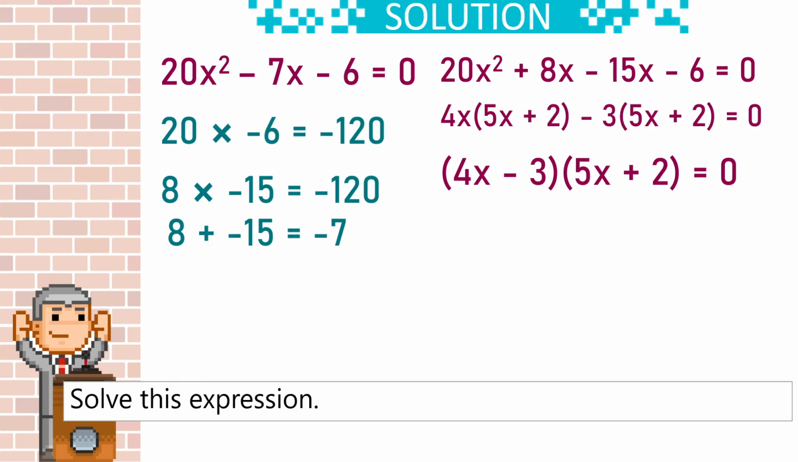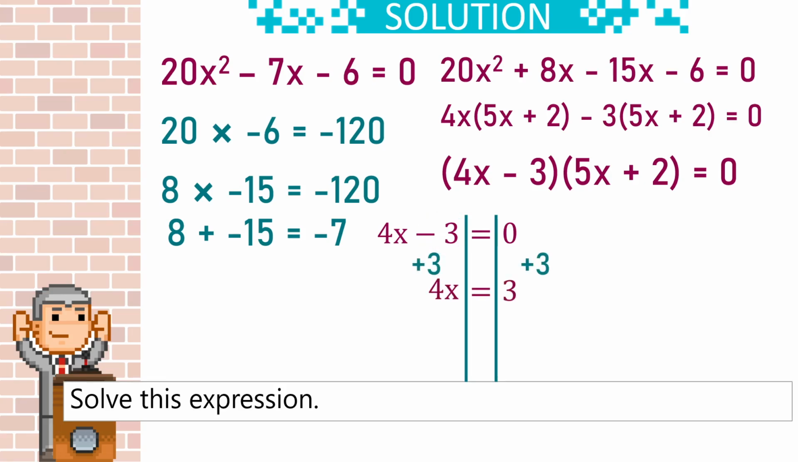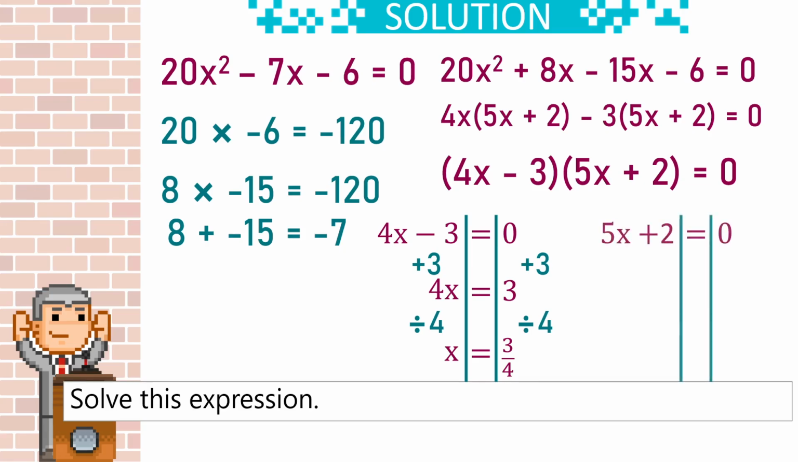Lastly, we're going to solve by getting each of the brackets equal to 0. So 4x minus 3 equals 0. Add the 3 both sides, gives us 4x equals 3, and divide by 4 both sides to give us x equals 3 over 4, 3/4. Do the same for the second bracket, 5x plus 2 equals 0, take away 2 both sides to make 5x equals minus 2, and divide by 5 both sides, which will give us x equals minus 2 over 5. So our two solutions are x equals 3 over 4 and x equals minus 2 over 5.